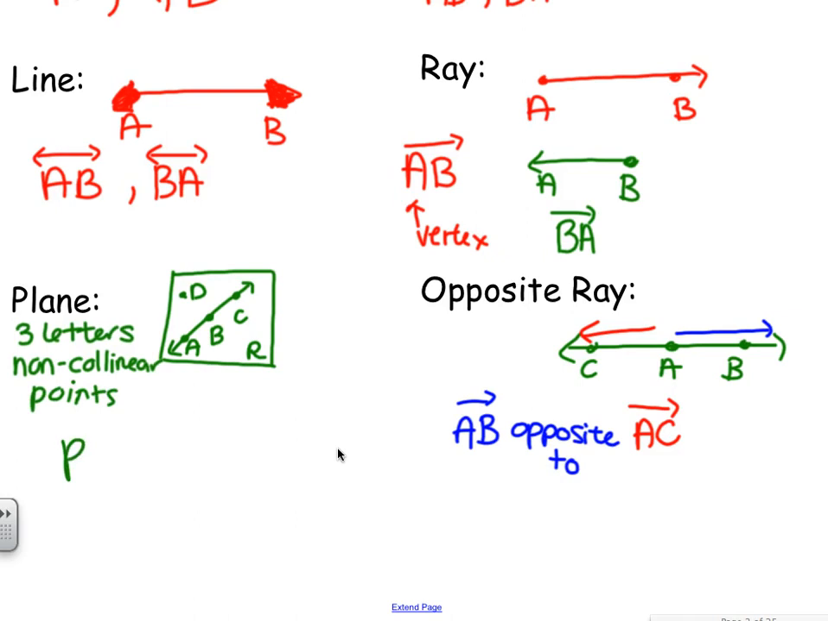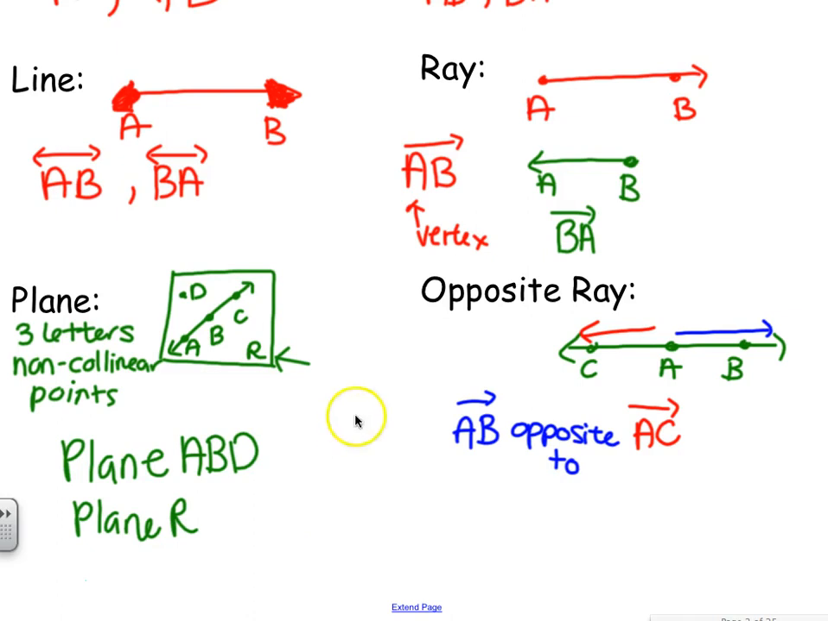So you use the word plane. So you say plane, A and B, and then you have to jump to a point that is not on that line. So D, for example. Notice R does not have a point, so R is technically not a point. You can also name it with one letter. If it's in the corner, it's probably going to be in cursive. So you can also say plane R.